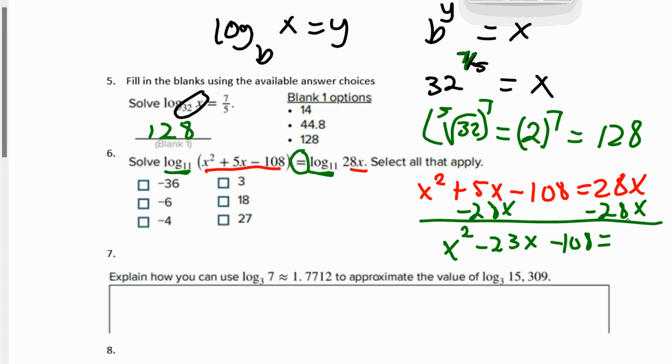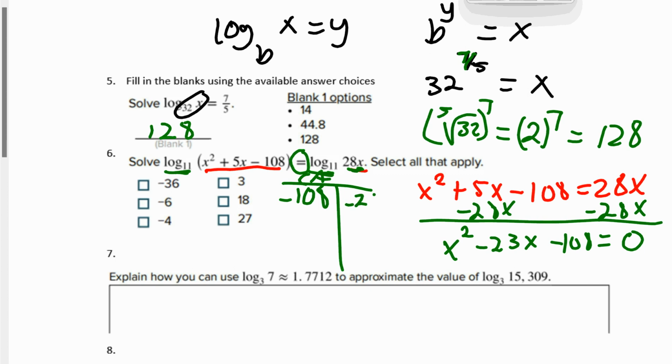I could plug in these numbers and see which ones are true, right? And it says select all that apply, so I have to be careful here because I can't take the log of a negative. If I plug in a negative x, that's going to give me a negative, so I know a negative answer is not going to work. So we could factor this. You could do the quadratic formula or you can graph, but the negative answer is not going to work.